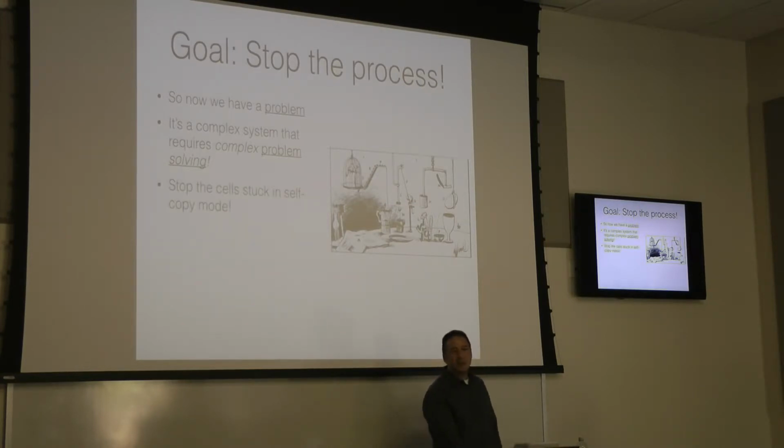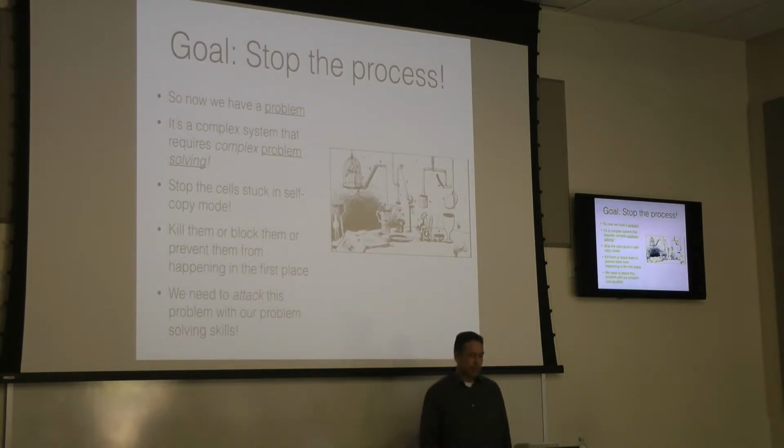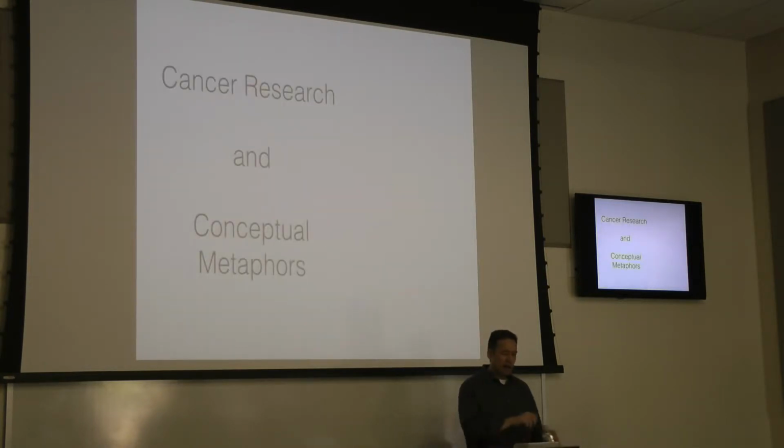We don't want these cells to get stuck in self-copy mode. We want to kill them or block them or prevent them from getting in that mode in the first place. And again, prevention is the first thing. Find tumors early, don't smoke, don't drink too much, get your tests. All right, so I think we need to attack this problem once we do get it using our cognitive problem-solving skills. All right, so let me now give you a little sense of the history of cancer research.